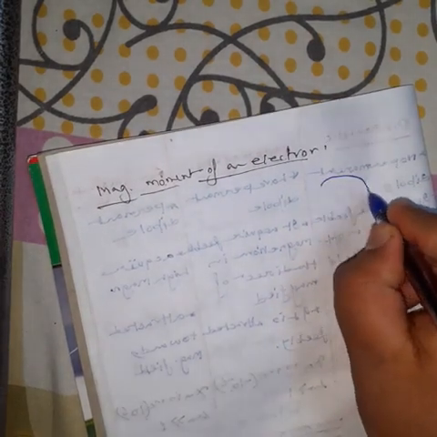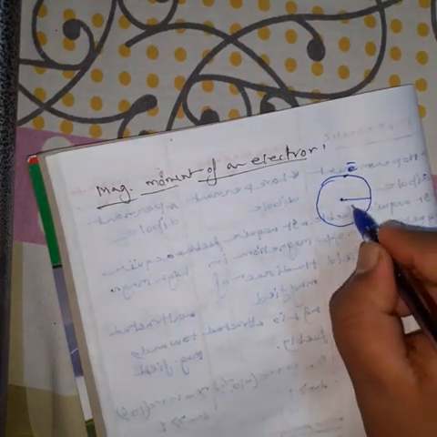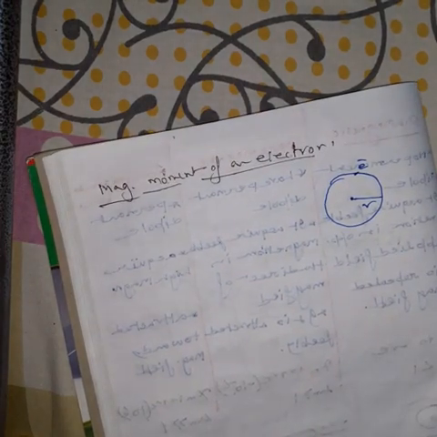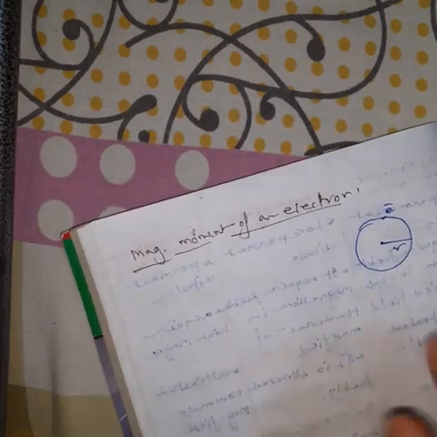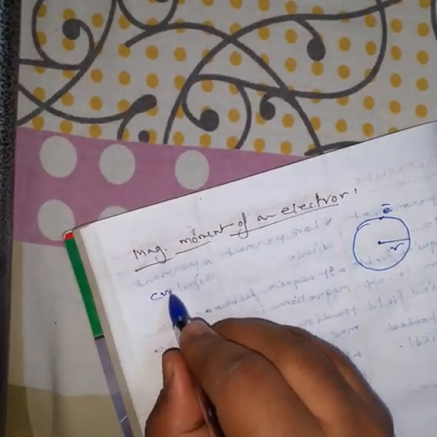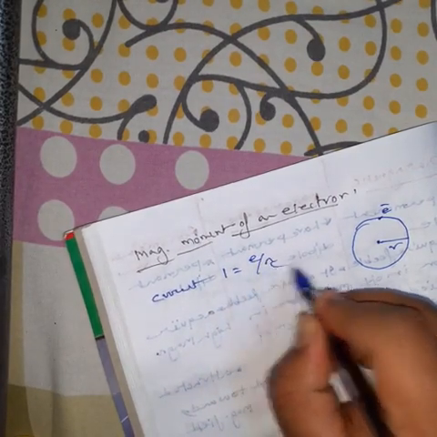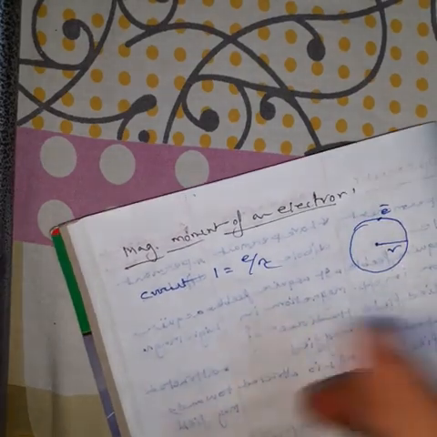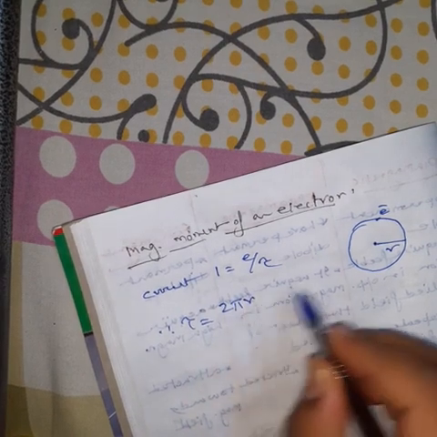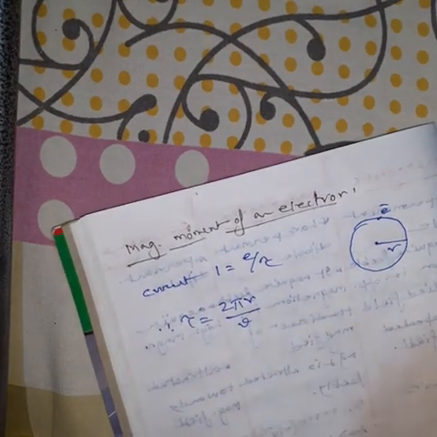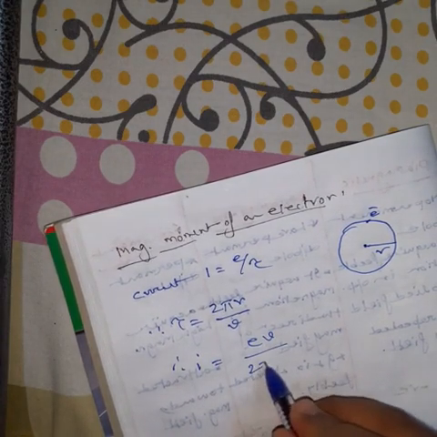So let us say I have an electron moving at a radius r. How do we calculate the magnetic moment? This derivation is very, very important. So current, I can write I equal to e by tau. Tau is the time of revolution, which is nothing but 2 pi r, that is the circumference, divided by the velocity. Therefore, I can write I equal to ev by 2 pi r.